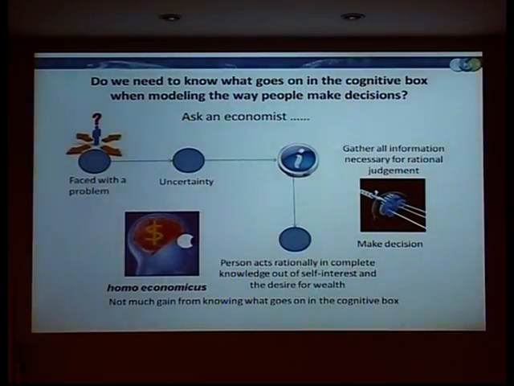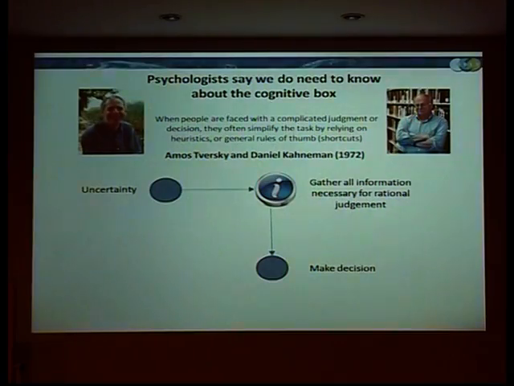So economists in the past have said, well, you can't really gain that much knowing about the way people make decisions by looking at what goes on in the head, because this is the way they make decisions. People don't really need to know what goes on in the head. However, psychologists obviously do need to know what goes on there. That's their bread and butter.